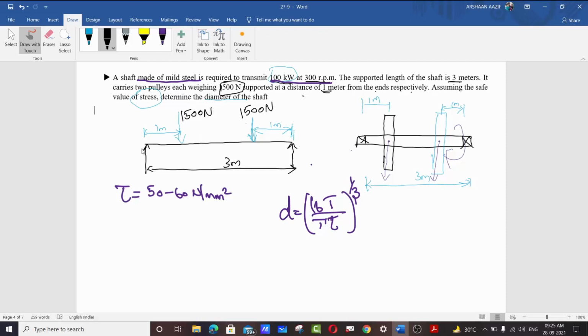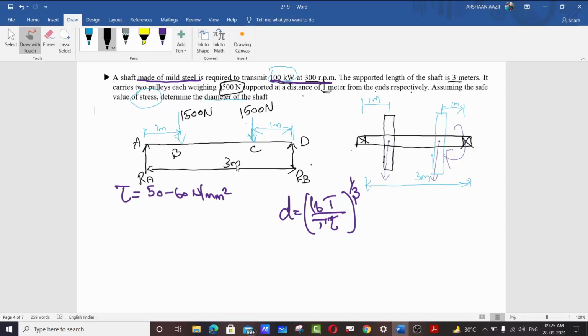Let me take this as A, B, C and D. So we have A, B, C, D. There will be a reaction at A and a reaction at D, using which we will be finding the loads acting at the reaction points. With the help of that we will be finding the bending moment.